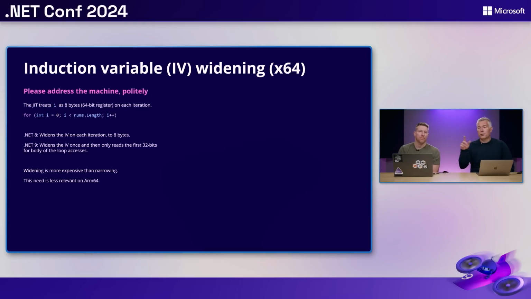In .NET 8, it did that on each iteration. With .NET 9, it widens i once for the entire loop, and then within the body of the loop it only reads the first 32 bits. More simply, widening is more expensive than narrowing. And this is, again, x64 specific. It's less relevant on ARM64. So that's another case where we've removed a cost per iteration.